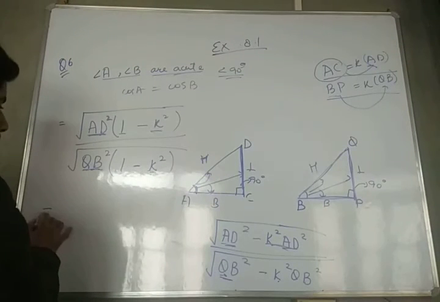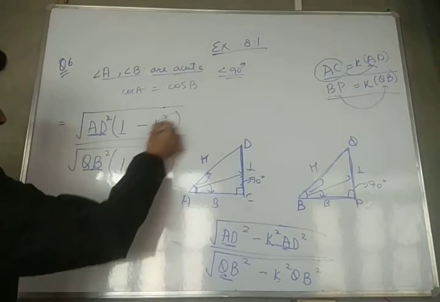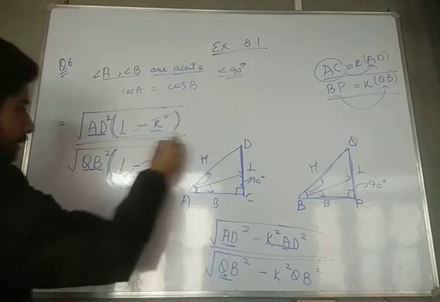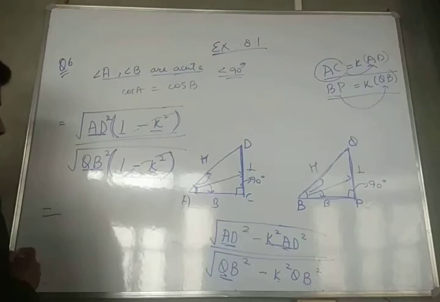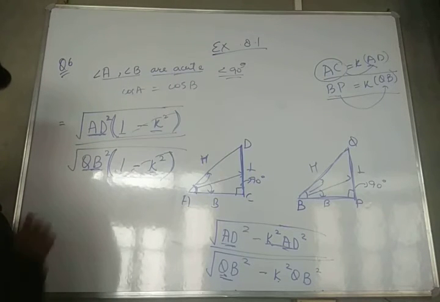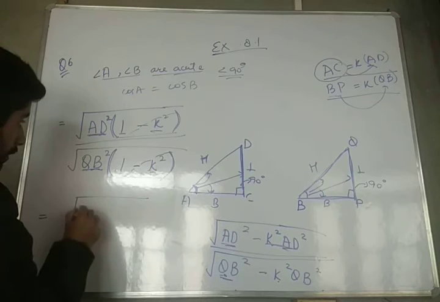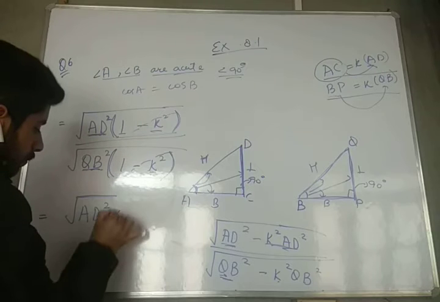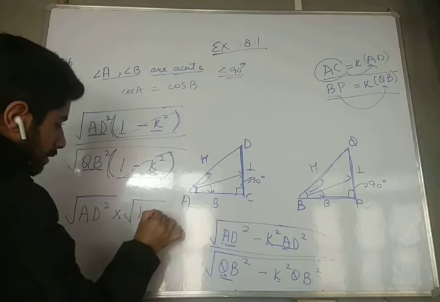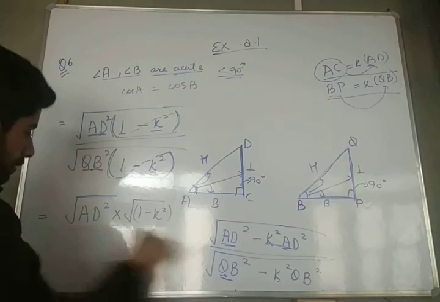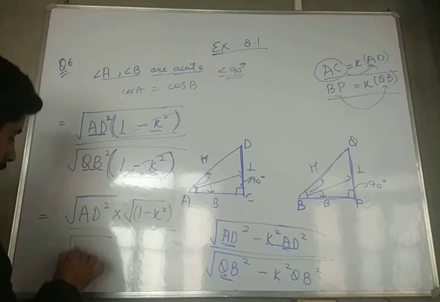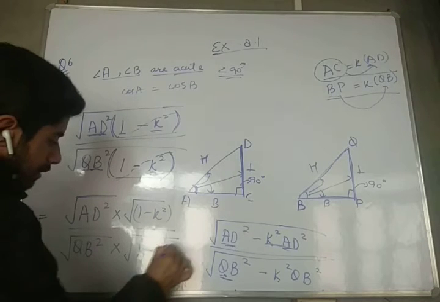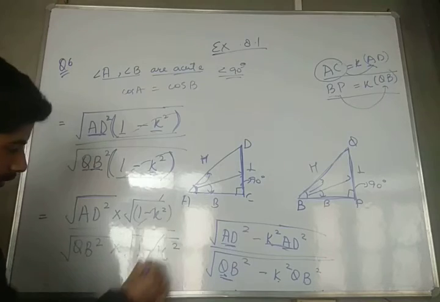Now see, this and this will go because it's the same, multiplied over 1 minus K square here and 1 minus K square here. See, I will explain how. It's root of AD square, and these are in multiplication, so we can write it like this, square root of 1 minus K square, separate like this. Similarly from here, it's QB square multiplied by this square root of 1 minus K square. Now this and this will go.